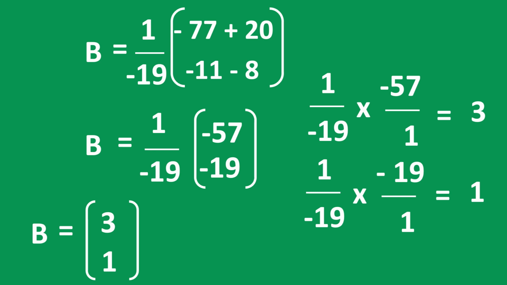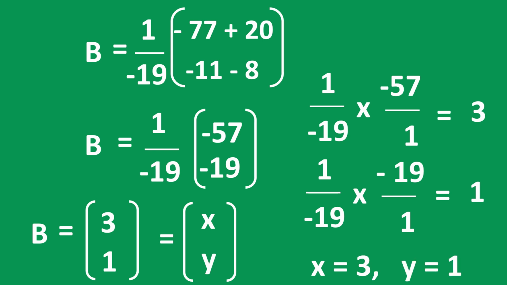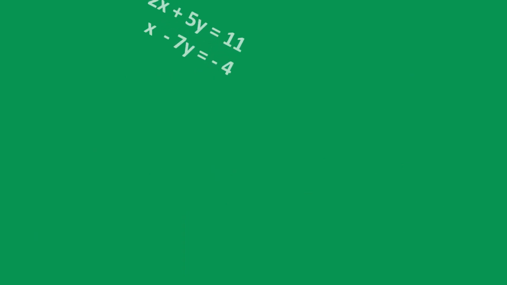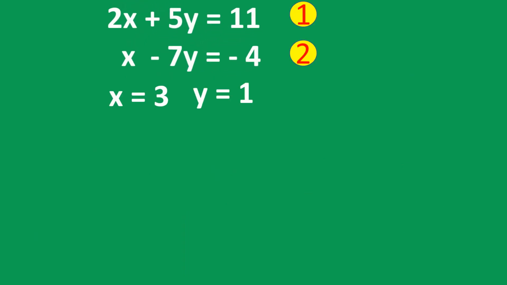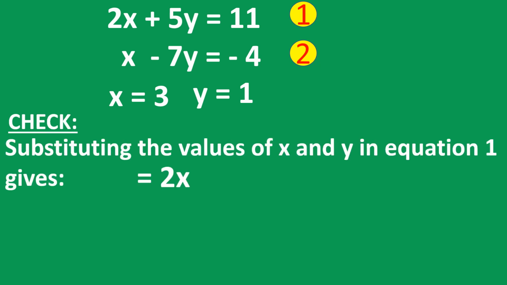And remember that our b is represented by our unknowns x and y. So therefore, our x is equal to 3 and our y is 1. Therefore, these are the solutions. But we want to do a quick check to be sure that we are correct. We'll use equation 1 to check. Our equation 1 is 2x plus 5y is equal to 11. So we'll substitute x, which is 3, and y, which is 1. We anticipate that we'll get 11, but let's see whether that happens.